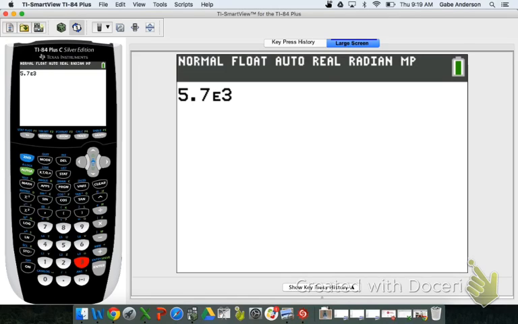So 5.7 times 10 to the 3. At this point, I've got that number entered in. I'm supposed to multiply that, as you saw in the example, times 2.2 times 10 to the negative 6th. So 2.2. And how do I get the times 10 to the? EE. It has to specifically be that button. I messed up. Let me go back. I forgot my times.